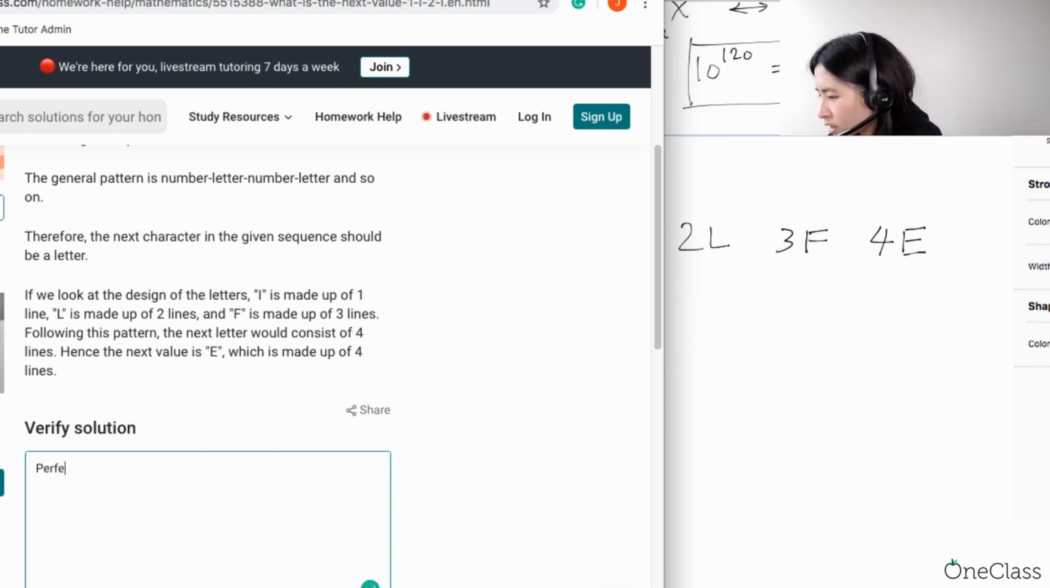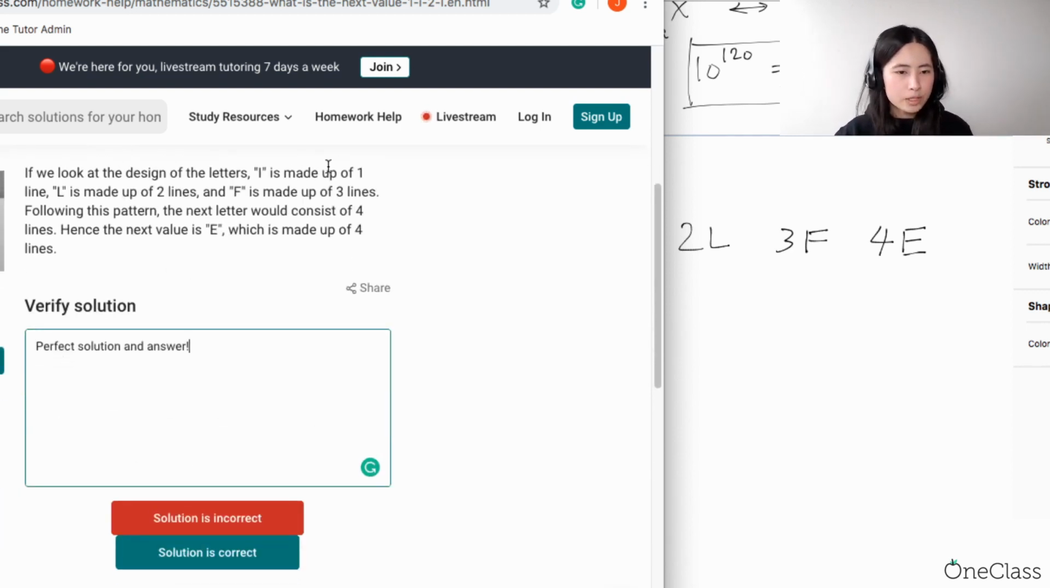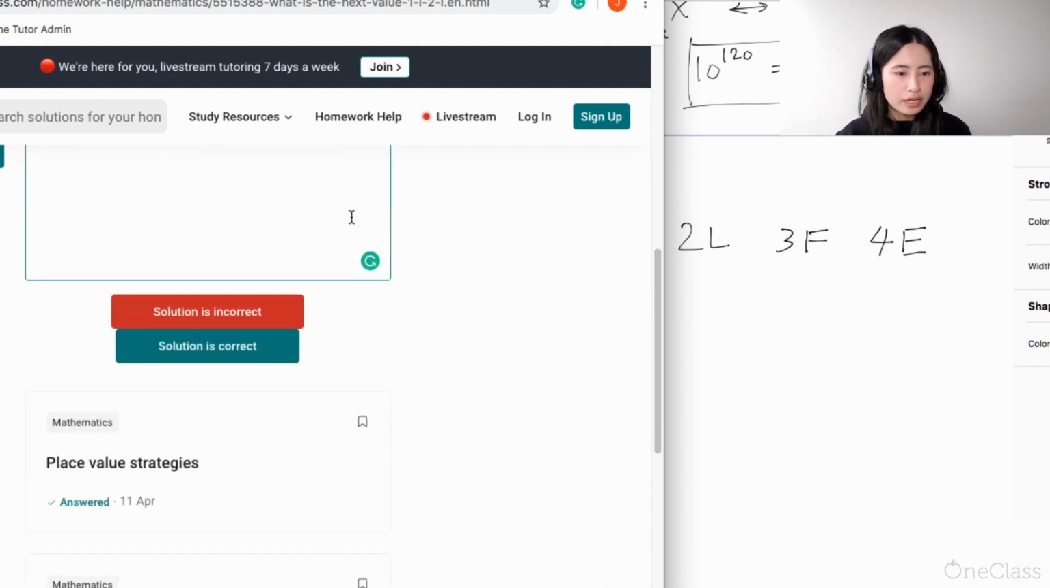So perfect solution and answer. So yeah, one stroke is for I, then you have two lines for L, then you have three lines for F, then four for E. Perfect.